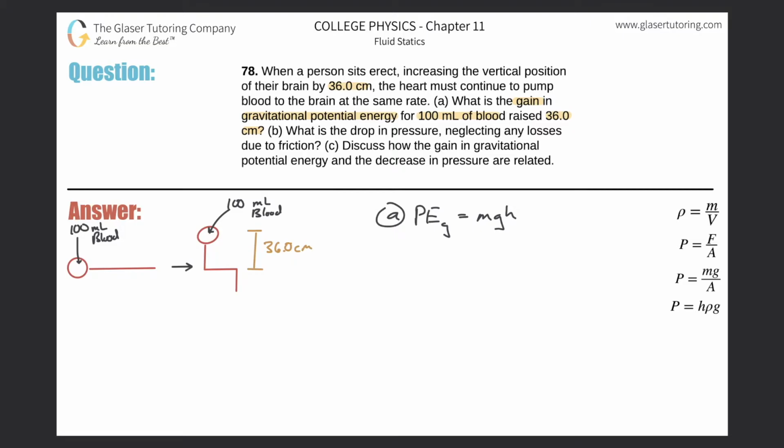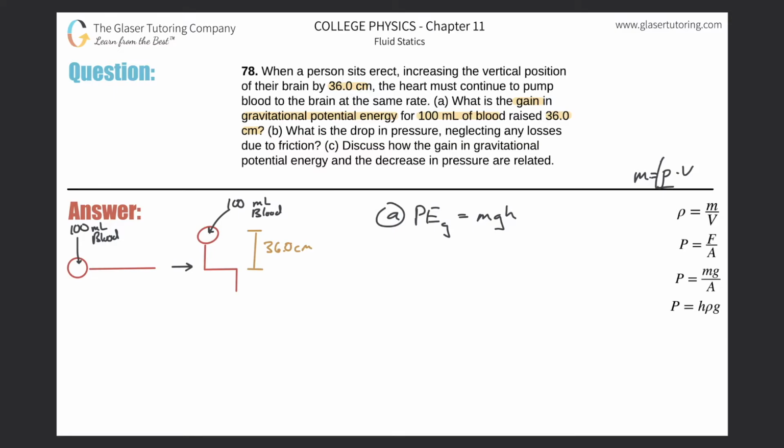So in calculating this, we basically know everything except for the mass. We do know the volume, and we need to know the density of the blood, which should be provided to you, in order to figure out the mass. To relate volume to mass, you need to know the density. Namely, to know the mass, you take the density and multiply it by the volume.